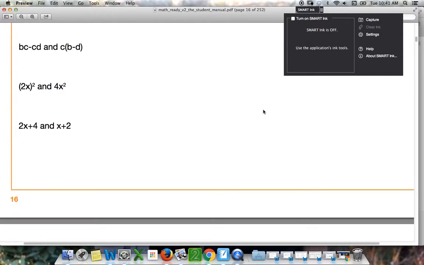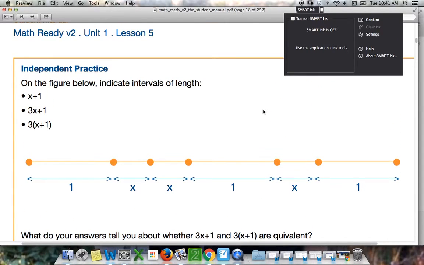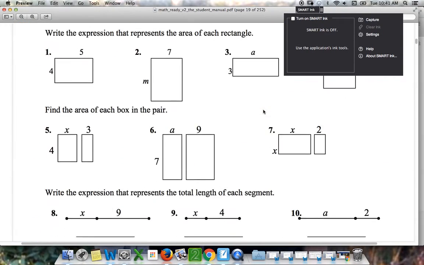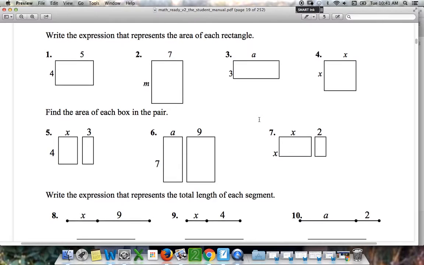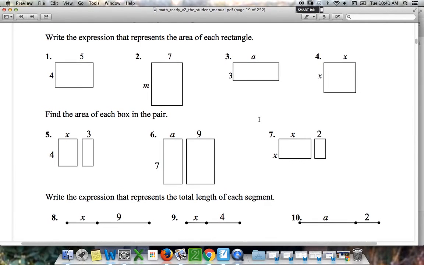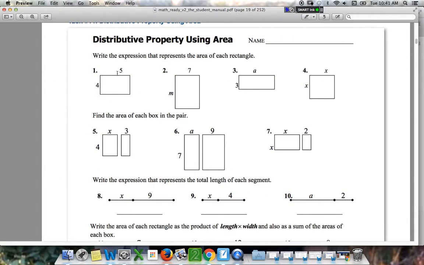All right. Look at those for homework. Let me know if you have questions. There's some more tile stuff that you can look at. Don't worry about that. Distributive property using area. This is something I would like you to look at as well. Area is the length times width. So you do 4 times 5. And 4 times 5 would be 20. This would be 7 times m would be your area.